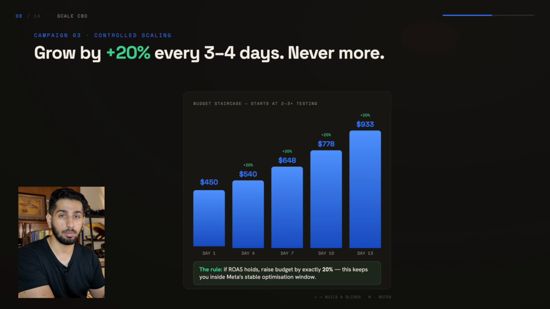This is very important. You want to make sure you don't aggressively scale. If you scale aggressively, that is the end of your ad performance. You're going to start to see a dip and you're going to lose a lot of money. So that is how you want to set your budget.